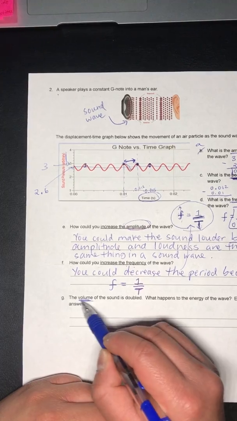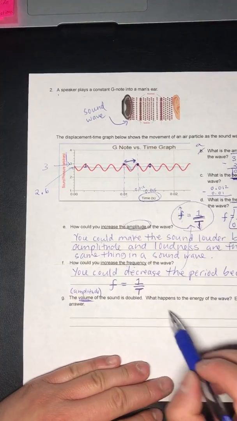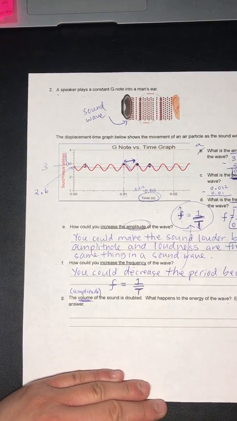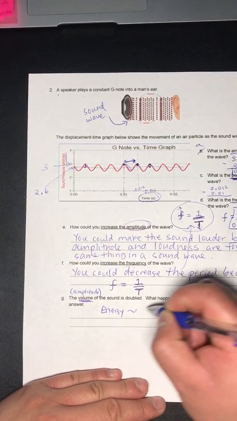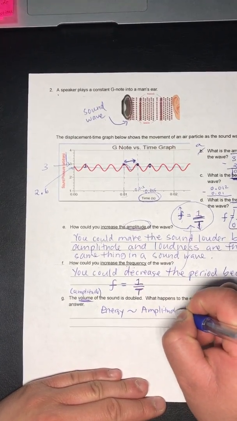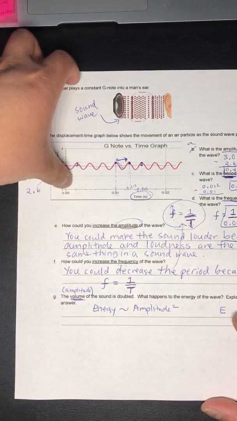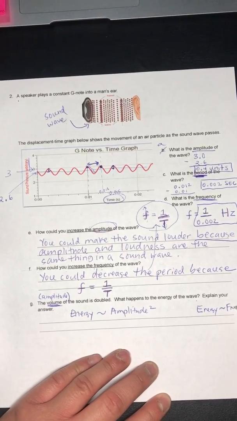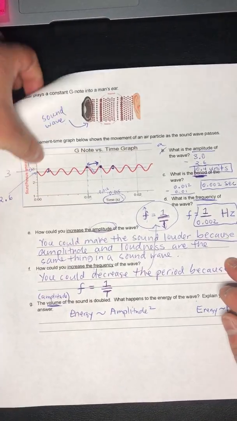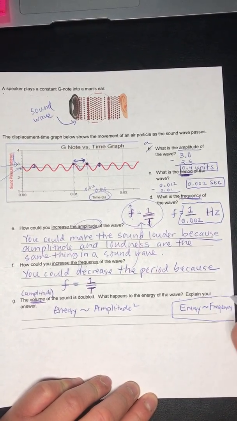The volume of the sound is doubled. Remember, volume is the same thing as amplitude in a sound wave. What happens to the energy of the wave? Explain your answer. Remember, there are two mathematical relationships that involve energy of a wave. So energy is directly proportional to amplitude squared, or energy is directly proportional to frequency. We're not talking about frequency right now, so you can just ignore this. That is not involved here.